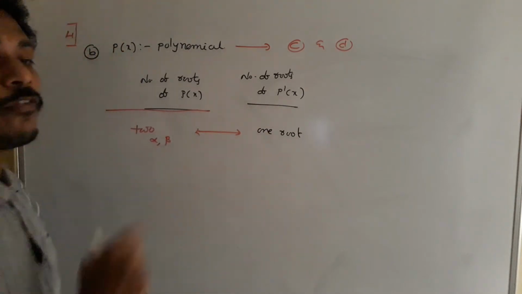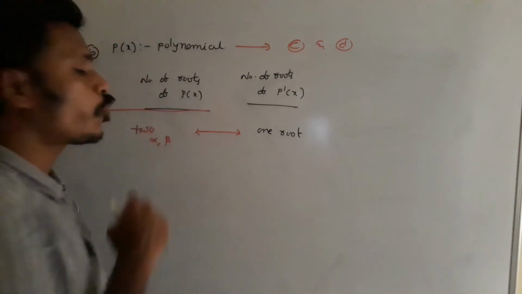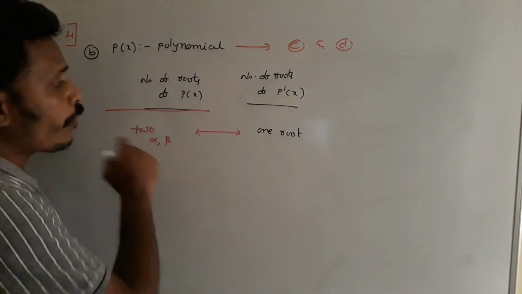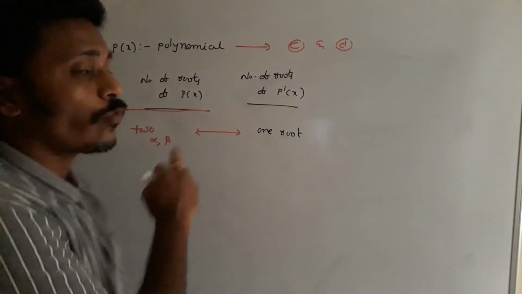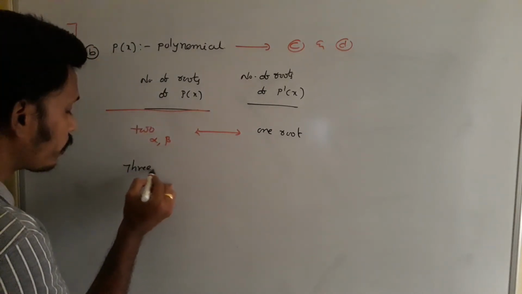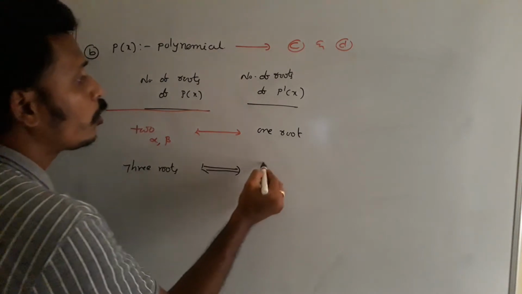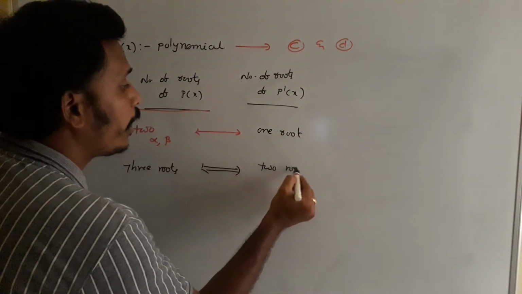This is an if and only if condition. If P dash of x has one root, then there exist 2 roots for P of x. If P of x has 2 roots, then there exists one root for P dash of x. Suppose we have 3 roots here, then there exist 2 roots for P dash of x.